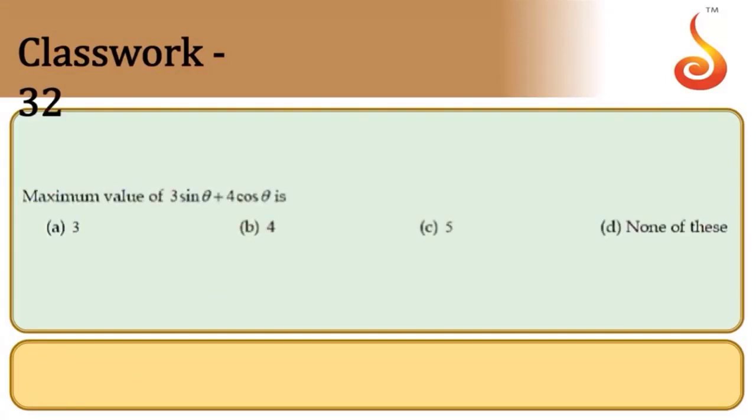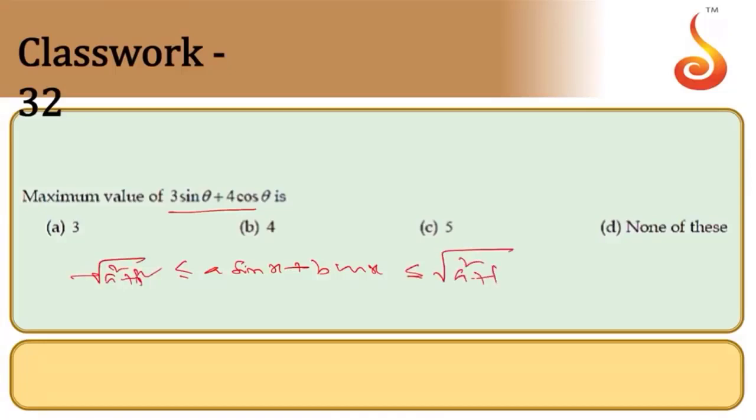Now next, 32. The maximum value of 3 sin x plus 4 cos x. We know that a sin x plus b cos x always lies between minus root of a square plus b square and root of a square plus b square. So therefore, the maximum value is nothing but the square root of 3 square plus 4 square, which is equal to 5. So the answer is 5.